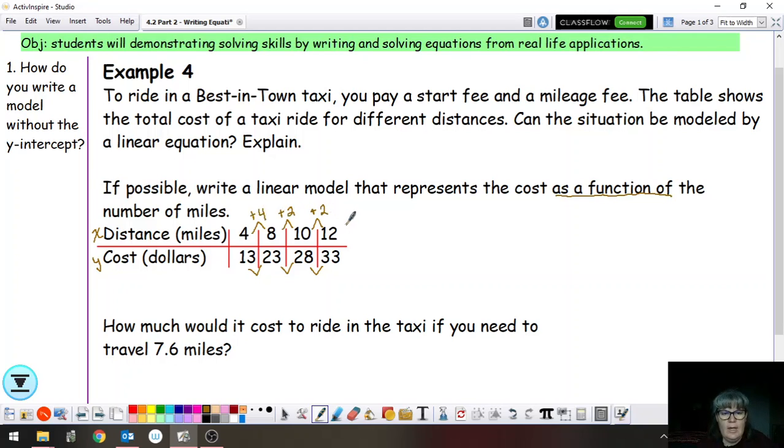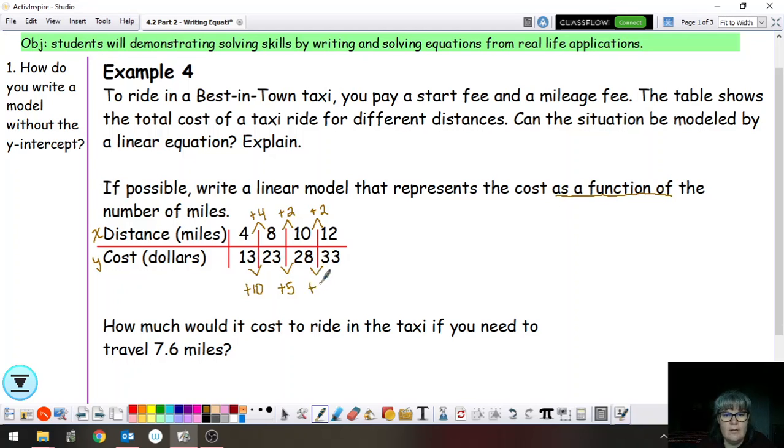And we see with our x values, we have a rate of change of +4, followed by +2, followed by +2. And I can understand if you're initially saying, well, it can't be a linear function because we don't have a constant rate of change. But let's continue and look at our y. So our y increases by 10, and then increases by 5, and increases by 5.